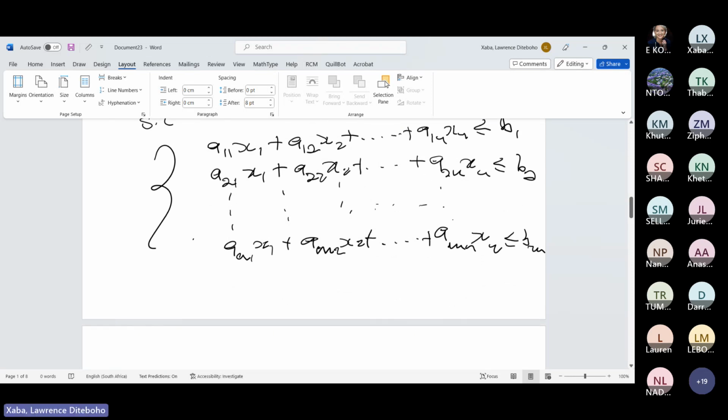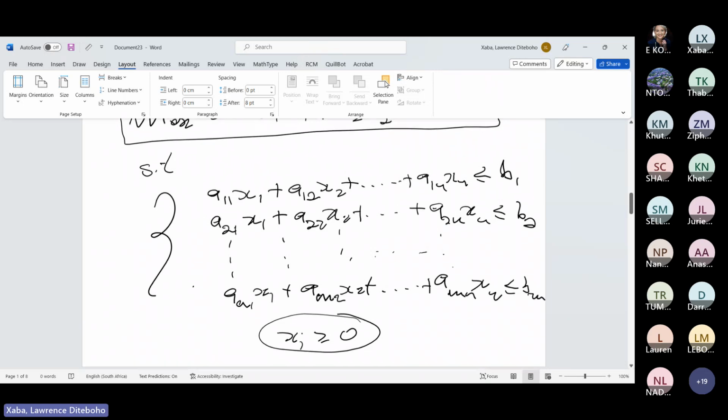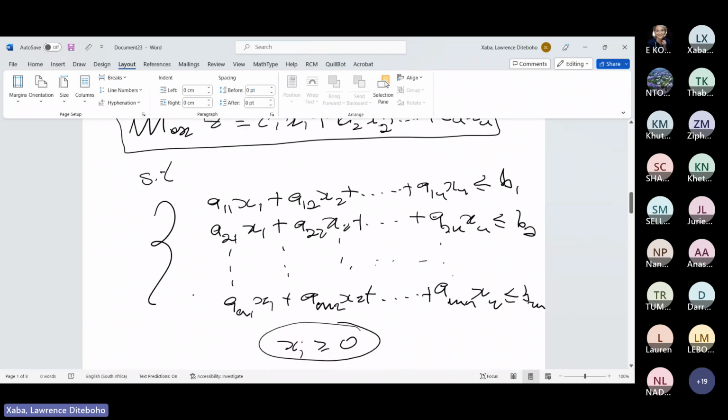And we have our non-negativity, where we say we have Xij there, it's greater or equals to 0. So we assume that our values must be positive. So this is our standard form of maximization.